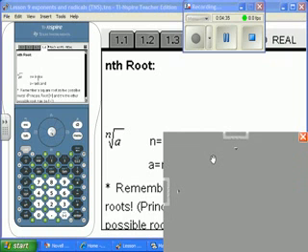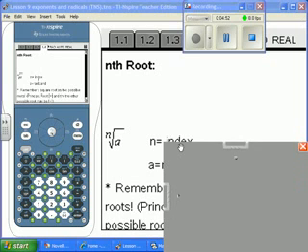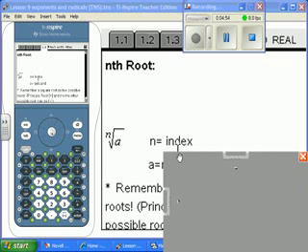Okay, nth root is what we're going to talk about now. This is the nth root of a. Does anybody know what we call that little n? We have a word for it. It starts with an I. Nobody? Index. N represents the index. That tells us what root it is. If there's no number there, what's the index?